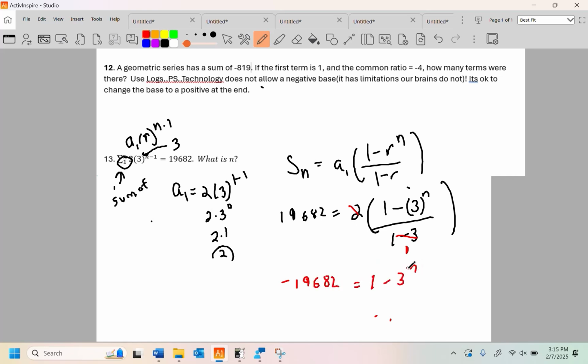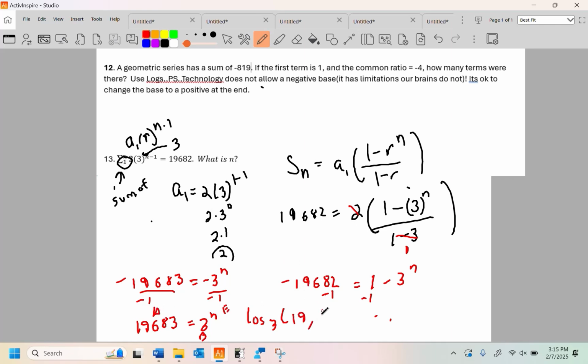1 minus 3 to the n, which I have to take away from both sides. So negative 19,683 is negative 3 to the n. And then I divide out that negativity. So positive 19,683 is equal to 3 to the n. And then I do log as base. A log whose base is 3, with argument 19,683, is equal to my exponent n.